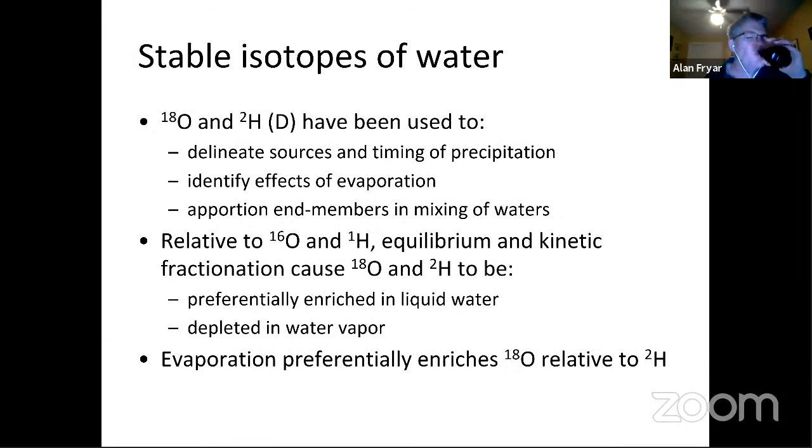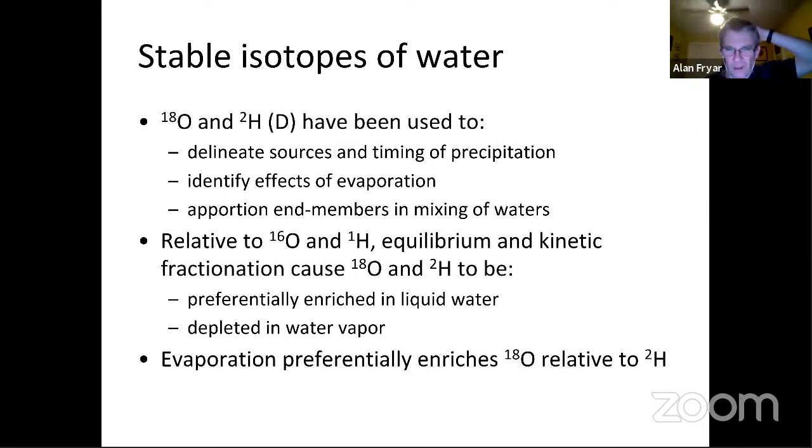So in particular, hydrologists use stable isotopes of water, oxygen 18, where the common stable isotope is oxygen 16, and hydrogen 2, or deuterium, sometimes just abbreviated capital D, where hydrogen 1 is the dominant stable form. And so looking at the relative abundance of oxygen 18 compared to oxygen 16 and hydrogen 2 compared to hydrogen 1, those differences have been used to delineate or identify the sources of precipitation and the timing of precipitation.